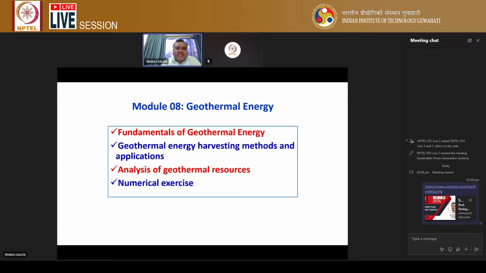And in module 8, geothermal energy conversion systems were presented, starting with the fundamentals of geothermal energy, then its methods of harvesting and applications, and then analysis of geothermal resources. Of course, we have considered numerous numerical examples to strengthen the understanding of its functionality and the techniques of solving the problems. And of course, design is included while discussing this.